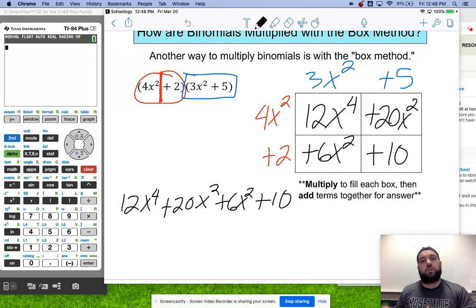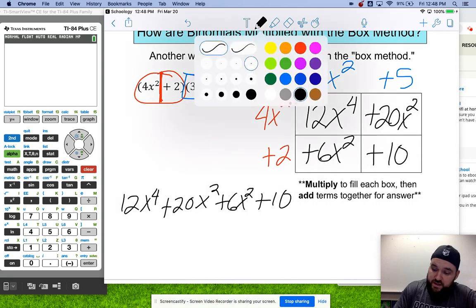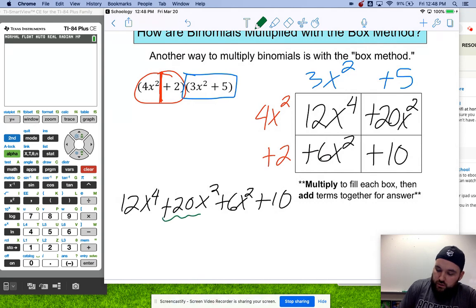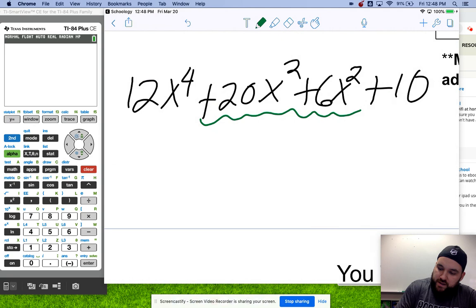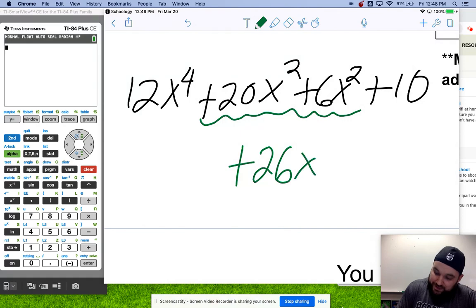Okay, the order doesn't matter. If you put plus 6x squared and then put plus 20, that's fine. And then to finish this, I just want to make sure, can I combine any terms? Just like the previous problem, I see that in the middle I have 20x squared and another 6x squared. So that's going to become plus 26x to the second. Remember, when you're combining like terms, you are not changing powers.